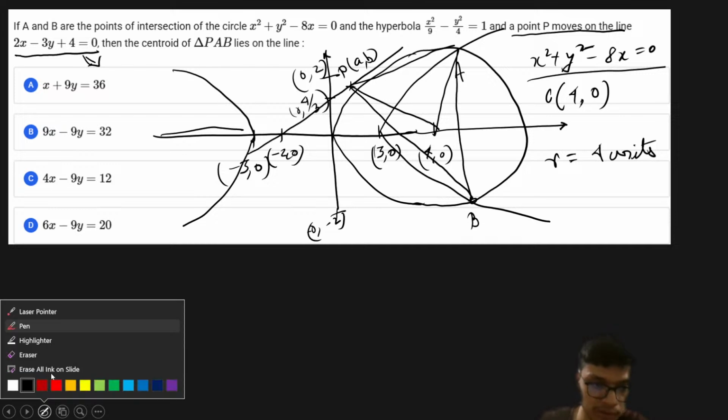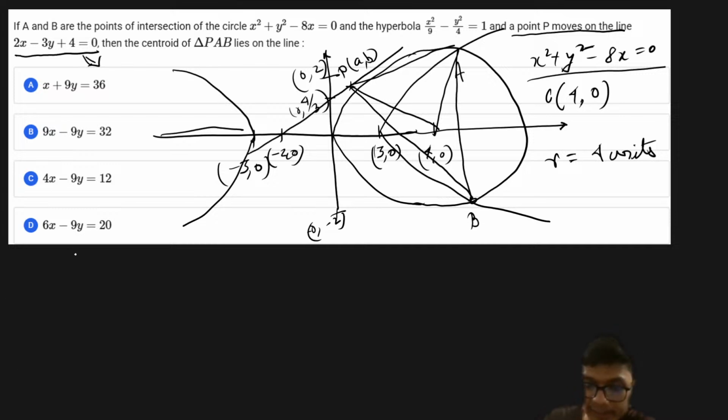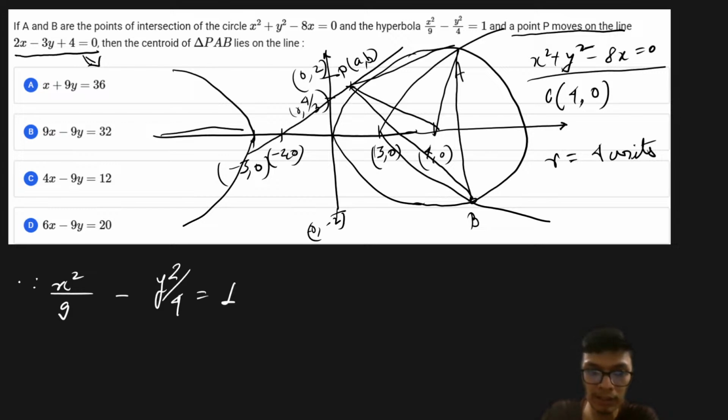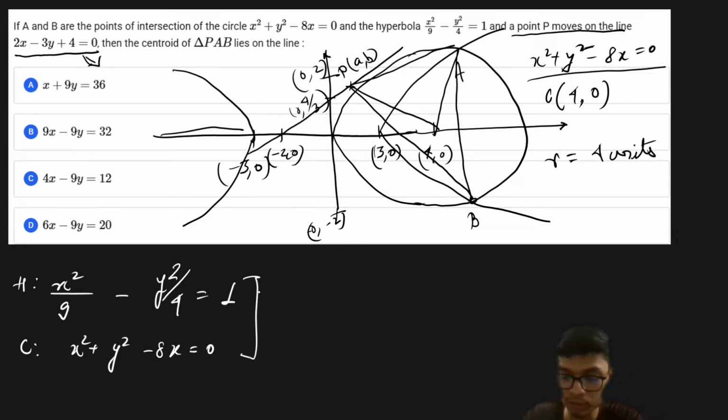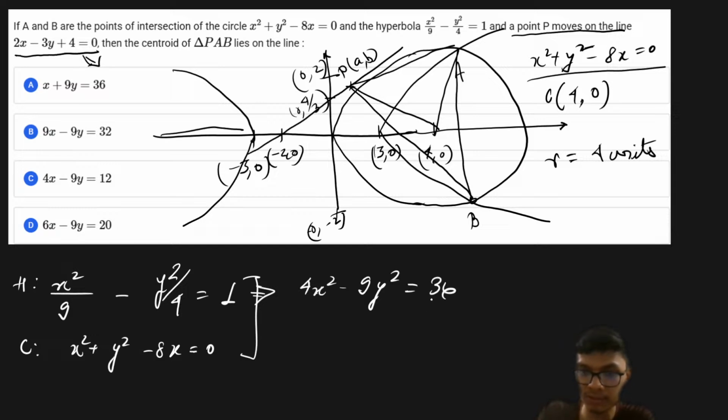So let us first of all find the coordinates of the points A and B. That is simply given by the point of intersection of the circle and the hyperbola. Our hyperbola is given as x square by 9 minus y square by 4 is equal to 1. That is my equation of hyperbola, and my equation of circle is x square plus y square minus 8x is equal to 0. So I just try to solve these two equations. I can write the first equation as 4x square minus 9y square is equal to 36.